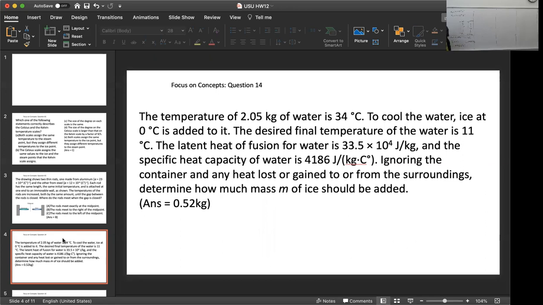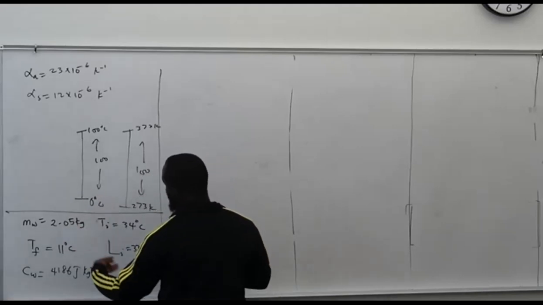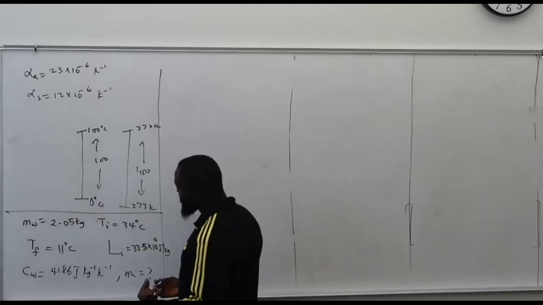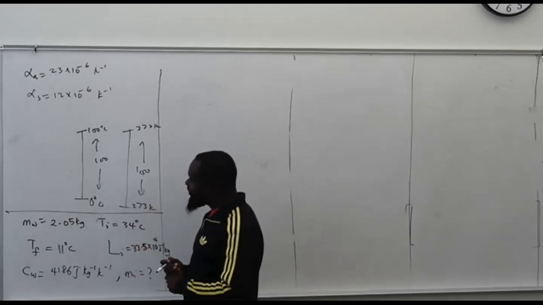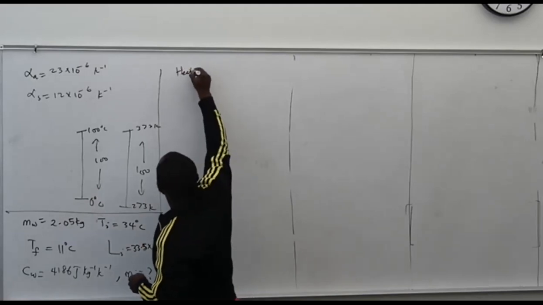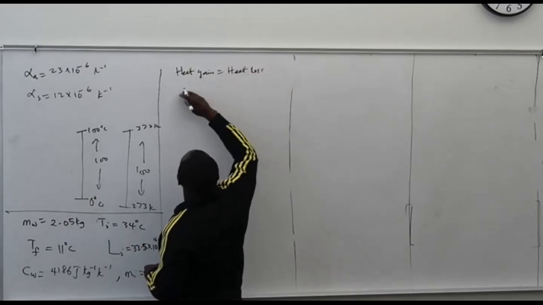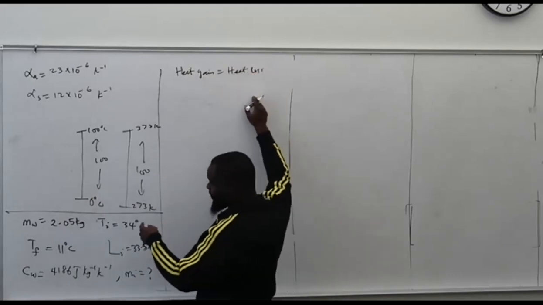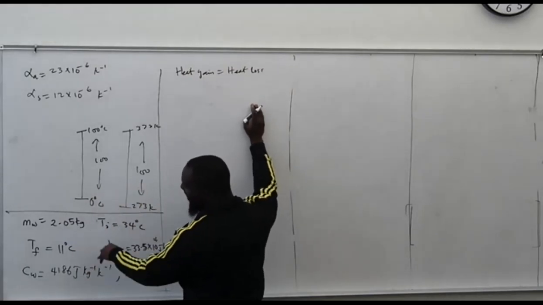Okay, so we are looking for how much mass of ice to be added to make this happen. Okay, so let's go back to the problem and start solving this problem. So we're going to do the principle of mixture. So we know that heat gained by ice in melting equals heat lost by water to go to 11 degrees Celsius. So heat gain equals heat loss, that's the basic principle. So what is gaining heat and what is losing heat? So the water is the one losing heat because it was at 34 before the ice came.